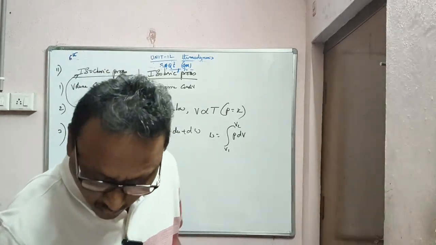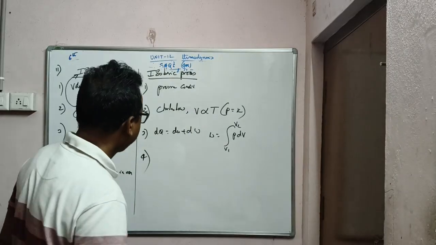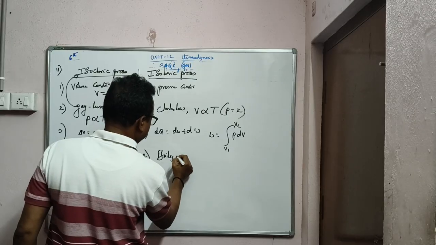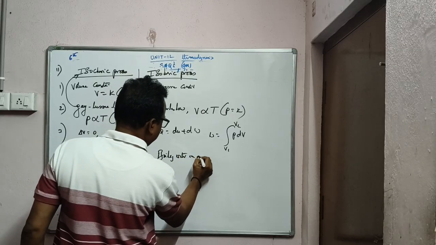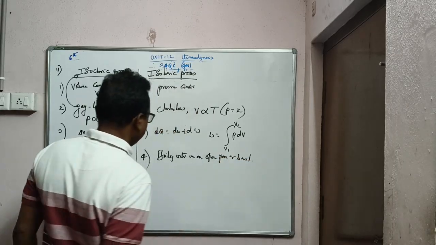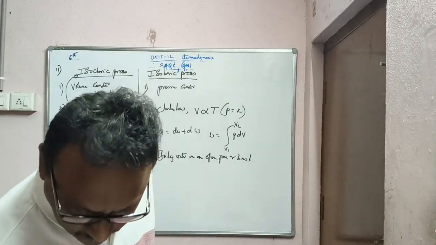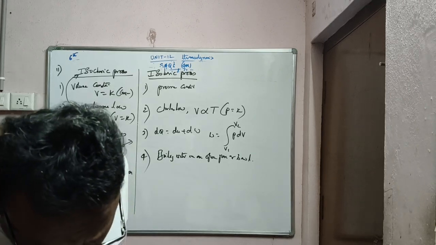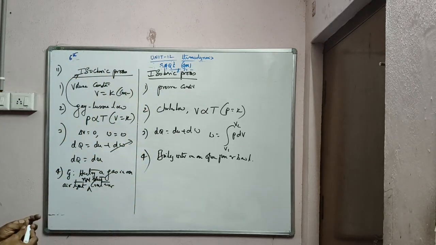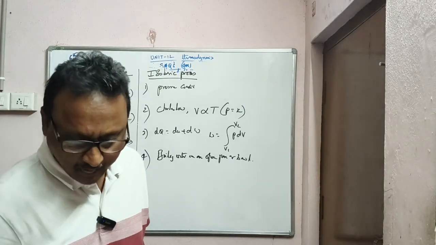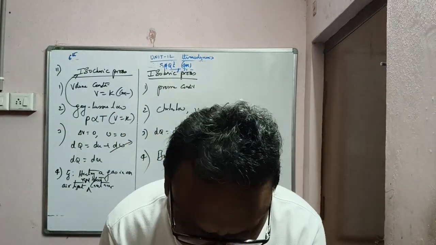For the other one you can take boiling water in an open pan or bowl. Like that you can take examples and cover 4 points. Boiling water in an open pan or bowl. Heating a gas in an airtight rigid steel container. These are the things regarding isochoric and isobaric. Note it down. We'll go to the next question.